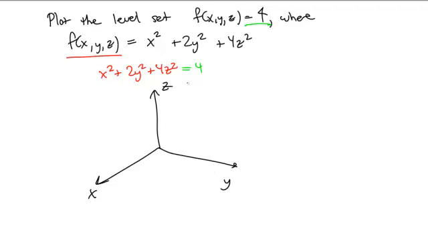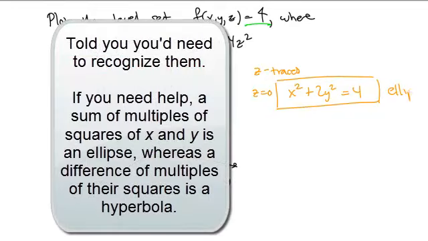Now how should we plot this guy? Well, the best bet for plotting a surface in 3D space is to go by traces, what we've been doing up to this point. So let's take a look at its z traces. If we set z equal to 0, we get x squared plus 2y squared is equal to 4. Now I know that this object right here is an ellipse. It fits the form of an ellipse, x squareds plus y squareds with constants running around in it.